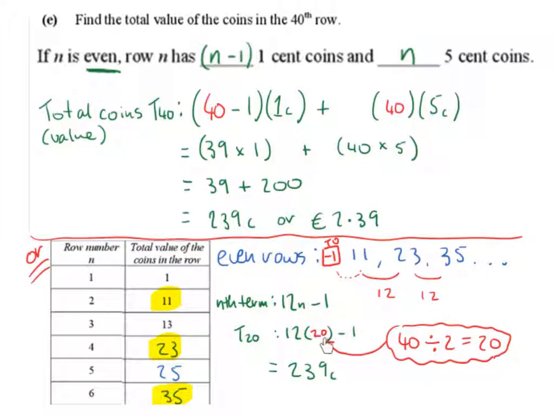We're going to sub in 20 in place of the n, because if we're looking for the value of the coins in the 40th row, then we need to divide that by 2 to get 20, because only using the even numbers, we're using half of the rows. So 12 by 20 minus 1 gives us 239 cents as well.